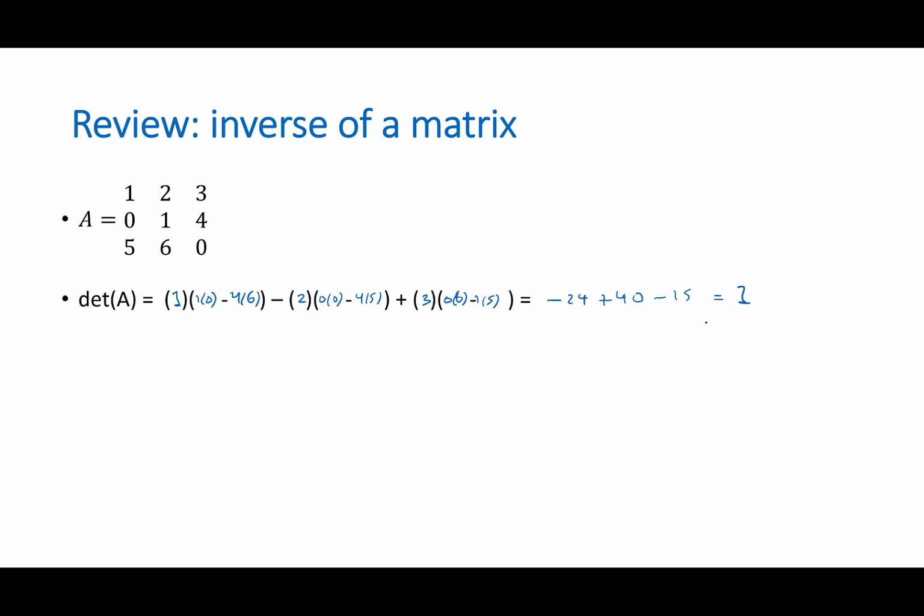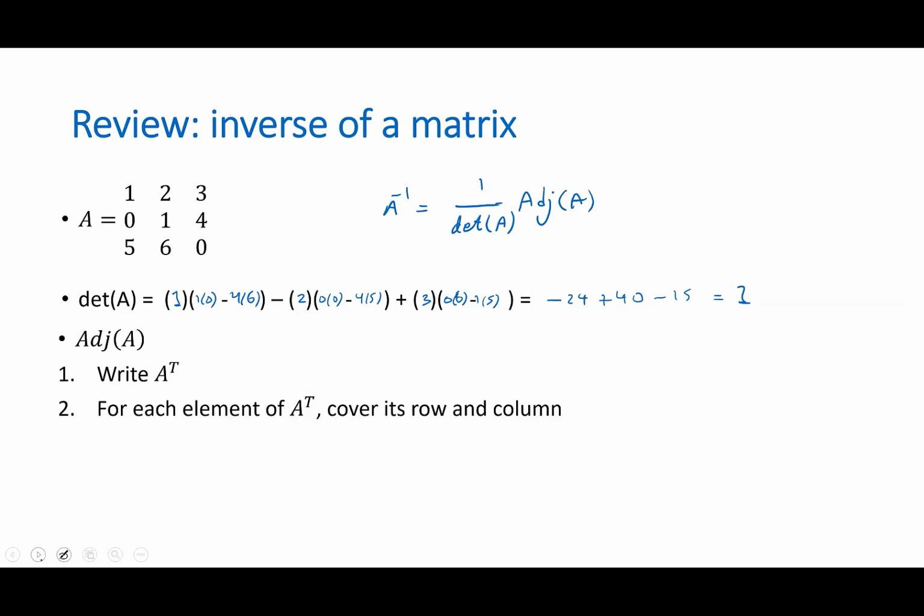Now, how do we calculate adjoint of A? All right. Because we know that inverse of A is 1 over determinant of A times adjoint of A. We got the first part, determinant. We found that. To find the adjoint of A, you need to go through this process. First, write A transpose. All right. Then, so what is A transpose? You basically replace columns with rows.